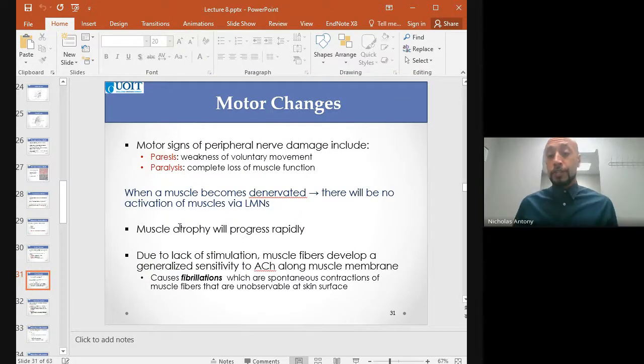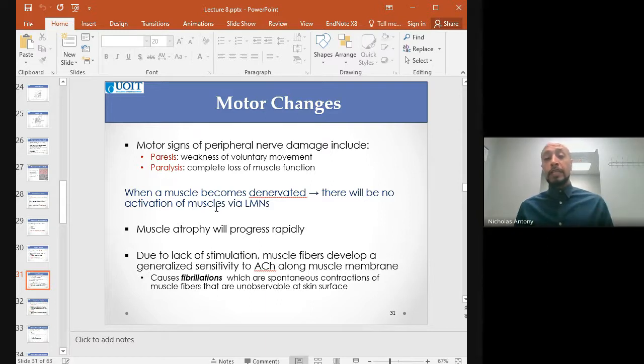What about motor changes? If we have problems with the motor system, so we've got lower motor neurons, we're not going to have proper activation of motor units associated with that lower motor neuron. If we have weakness, that's called paresis. If we have complete muscle loss of function, that's called paralysis.